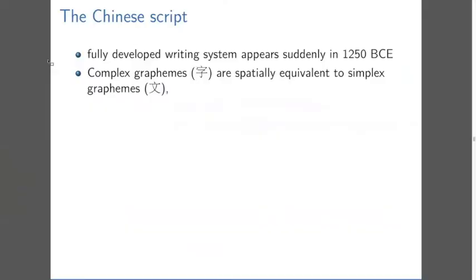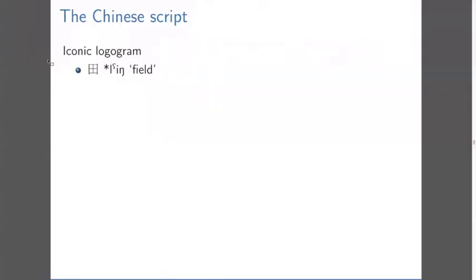So Chinese emerges into history with a fully developed writing system in 1250 BCE, so way, way after Sumerian. And complex graphs are spatially equivalent to simplex graphs. So now we're going to apply our abstractions to the analysis of Chinese. You start with an iconic grapheme. In this case, it looks like a field. It's how you lay out a field. So it's a picture of a field, and it means field, and it's pronounced ling.